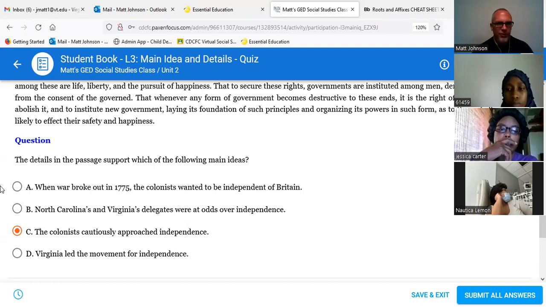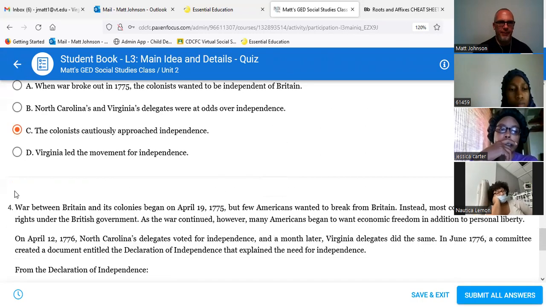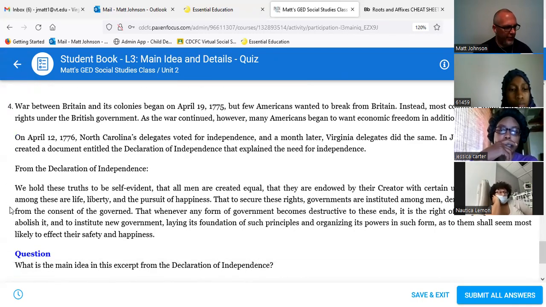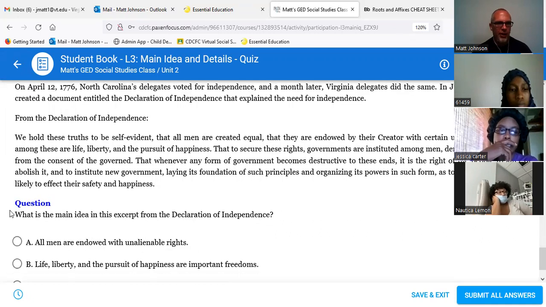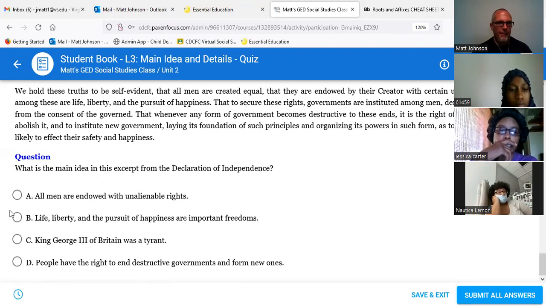All right, so 3 was C. And we have the same passage for our final question here in the Paxson. So let's see. Let's say Kate, I'm going to ask you, what is the main idea in the excerpt? So now just about the Declaration of Independence. What's right there at the top of the screen? What is the main idea in this excerpt from the Declaration of Independence?